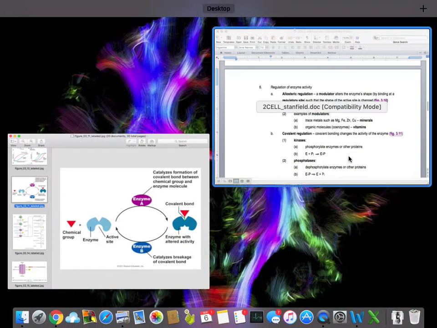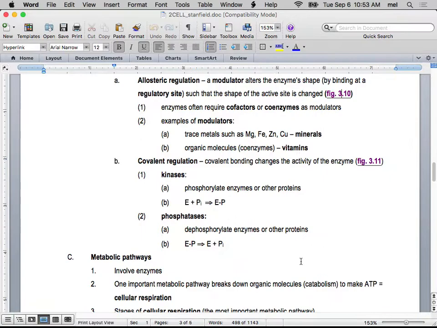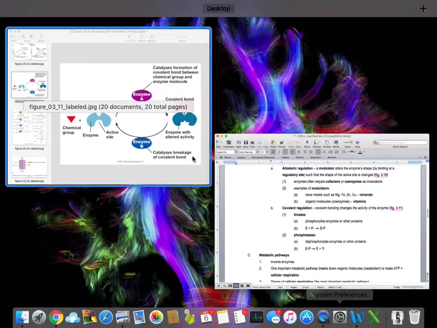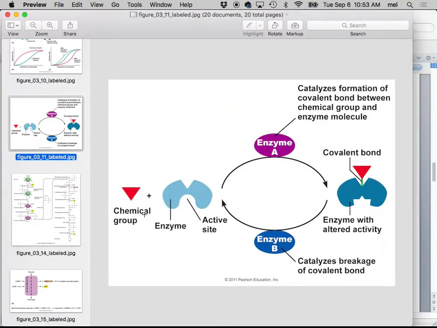So with this one, it's called covalent regulation. And this time, instead of using loose interactions like electrical interactions or hydrogen bonding or ionic bonding, I'm going to use a covalent bond. And covalent bonding changes the activity of the enzyme. So what I'm going to do is I'm going to need friends in order to do this. I'm going to need an enzyme that will help me to add a covalent bond and an enzyme which can break it. So the way that you might have seen this example before is with phosphorylation.